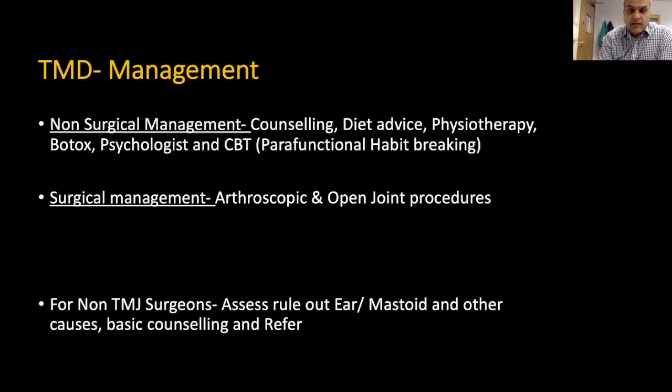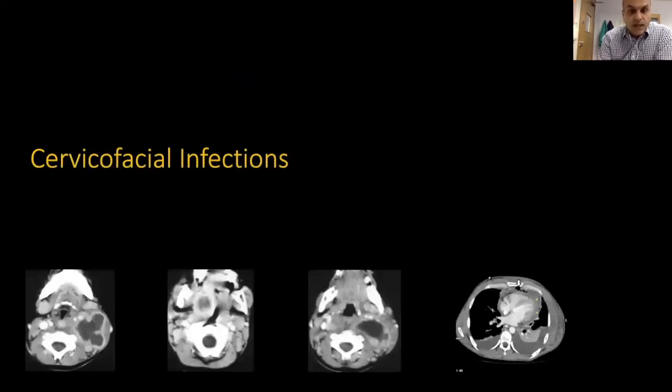Surgical management can be either arthroscopic, as in endoscope assisted diagnosis, endoscope assisted disc repositioning, or open joint procedures. And as I said, for non-TMJ surgeons, assess, rule out other problems, get basic investigations done, and then refer to a specialist who deals with it. So that's a quick flyby with regards to TMJ. We are pretty much halfway or a bit further from that.